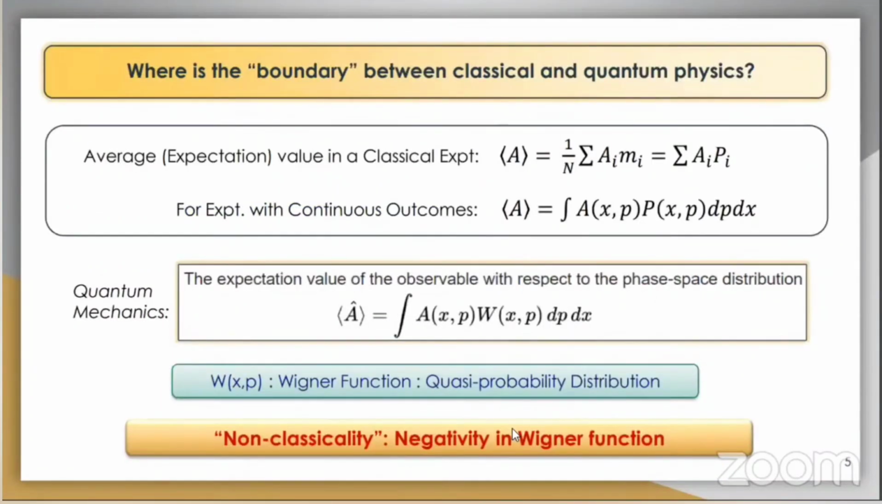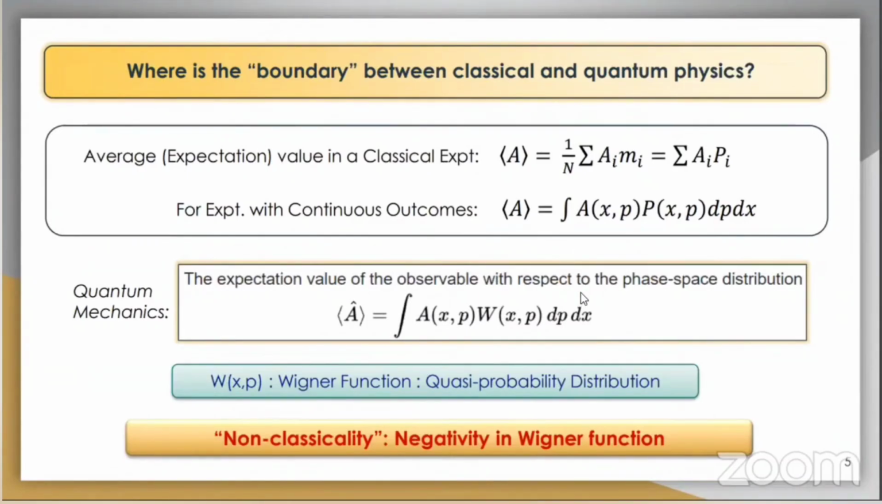Now, there is a big question from the very early years of quantum physics: where is the exact boundary between classical and quantum physics? To answer that, if you look at classical experiments, suppose we are doing an experiment, we take the data for quite a large number of trials, and then we take the average values, and then it becomes just the observable times the probability that the outcome came, and then we take the sum. And for continuous outcomes, instead of discrete probabilities, we take the probability distribution and the observable as a function of the variables. Then we take the integration, and then we get the expectation value.